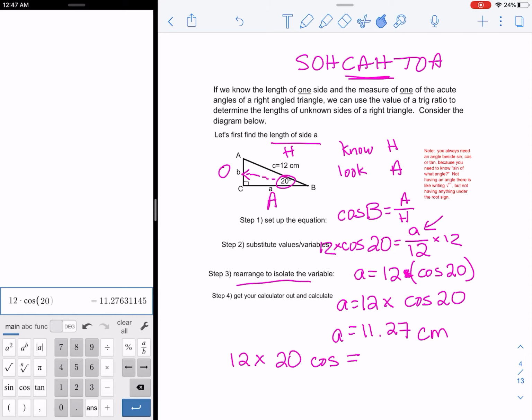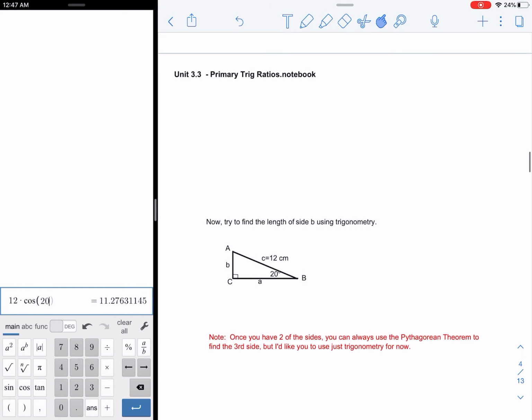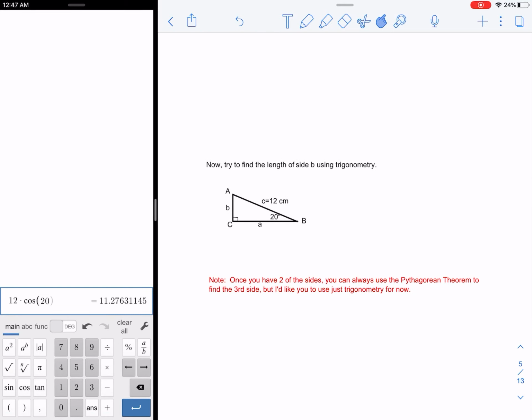All right, so let's try to find the length of side B using trigonometry. You can stop the video now, try it on your own, and then start the video back up again and see if you got the same answer. So I'm going to do that. So this is still the opposite, this is the adjacent, this is the hypotenuse. I know the hypotenuse. I'm looking for the opposite.